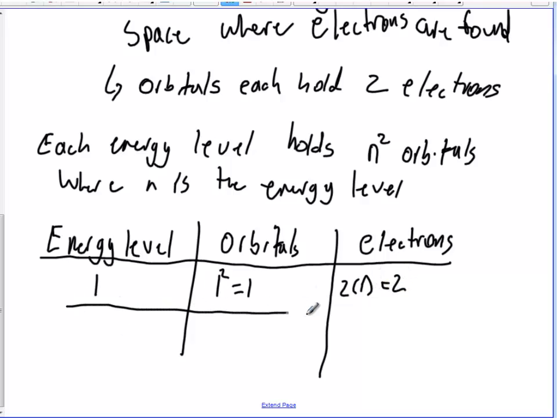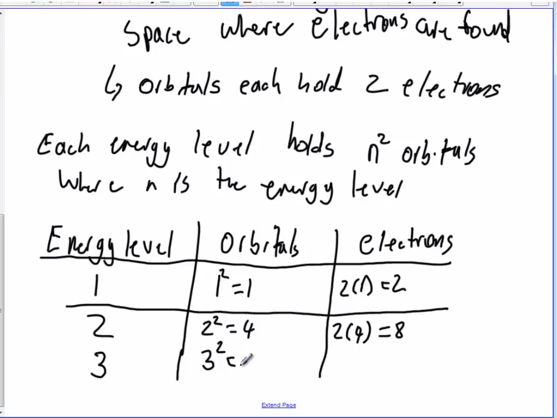Energy level 2 holds 2 squared orbitals, which equals 4. But that means it'll hold 8 electrons because each orbital holds 2, so 2 times 4 is 8. Energy level 3 holds 9 orbitals because 3 squared equals 9, but that means it'll hold 18 electrons. 2, 8, 18. So this pattern repeats forever.